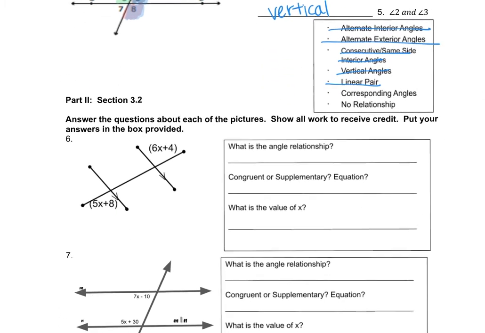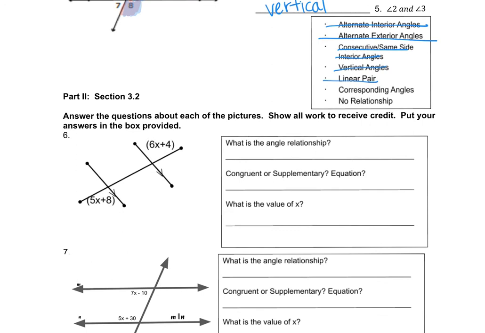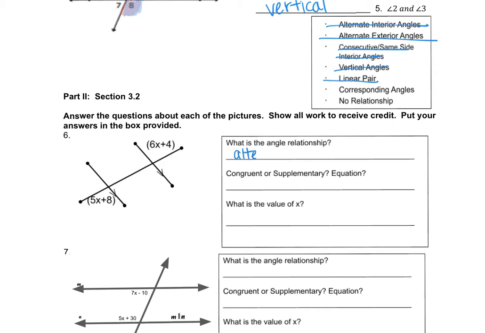All right, next section, part 2. It says answer the questions below about each of the pictures. Show all of your work to receive credit. Put your answers in the box provided. So number 6, first thing they want to know is the angle relationship. Both of these angles are on the outside of those two parallel lines, and they're on opposite sides of our transversal, so we call that alternate exterior.